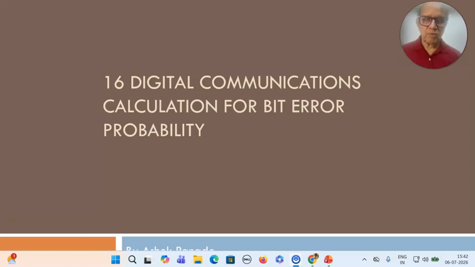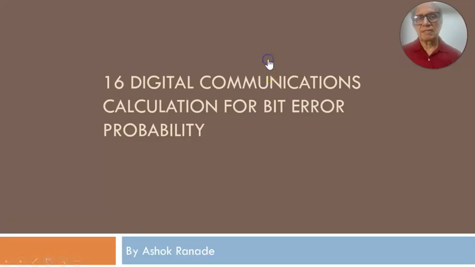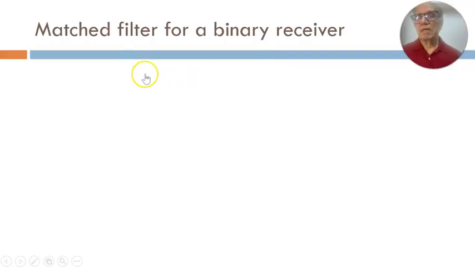Now what we want to do is to obtain the expression for this bit error probability in terms of the input signals, that is S1(t) and S2(t). That is what we want to do. So let us start. First of all, let us see what will be the nature of the matched filter for a binary receiver.